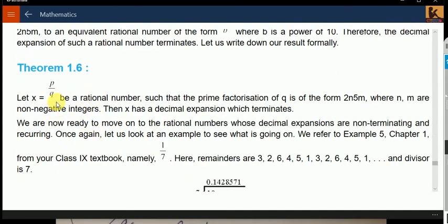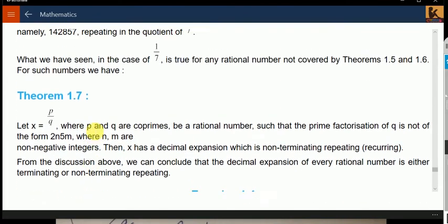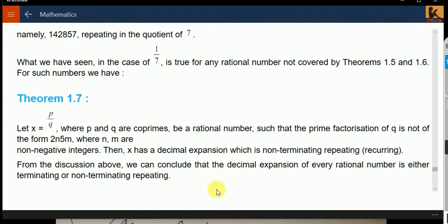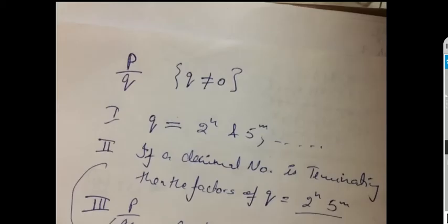Now, next theorem is, if x is a rational number in the form of p by q such that prime factorization of q is not in the form of this, then the rational number will be having a non-terminating decimal reoccurring number. Let me tell you all these three through this.